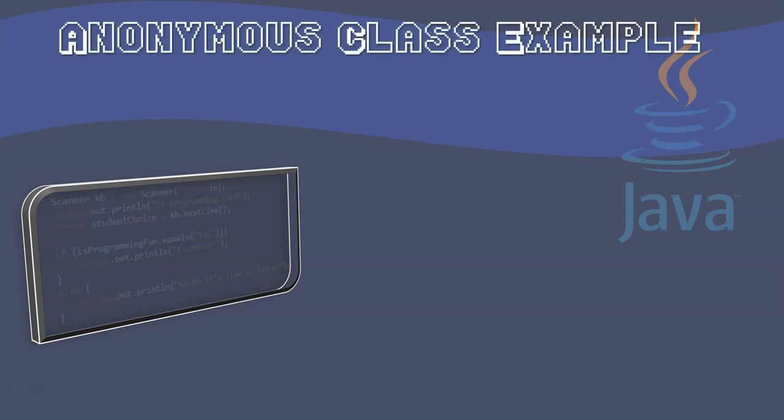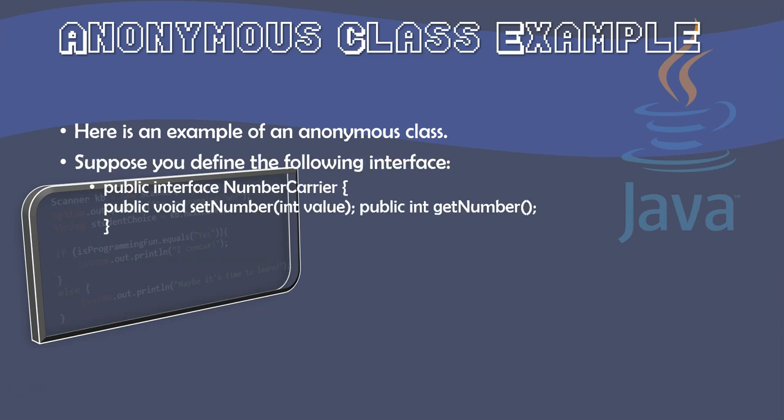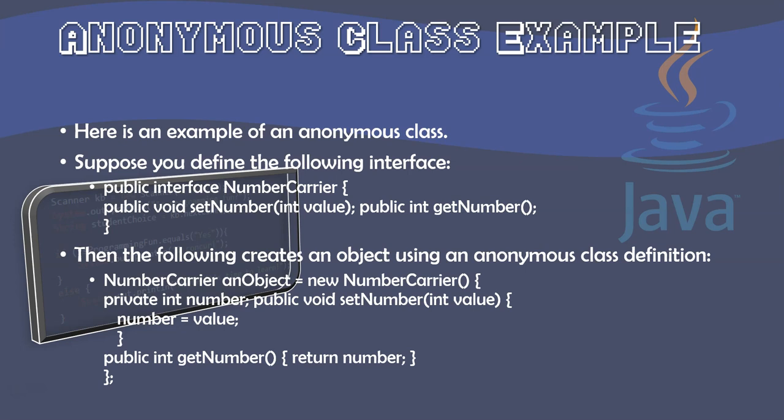So let's look at this with an example to really help clarify things. Here's an example of an anonymous class. Let's say we first start by defining an interface, in this case NumberCarrier, and all it has is these two methods, public void setNumber and public int getNumber. Then we create an object using an anonymous class definition. NumberCarrier anObject gets new NumberCarrier, private int number, public void setNumber, and then public int getNumber. Of course, those are just implementations of the two methods from the interface.